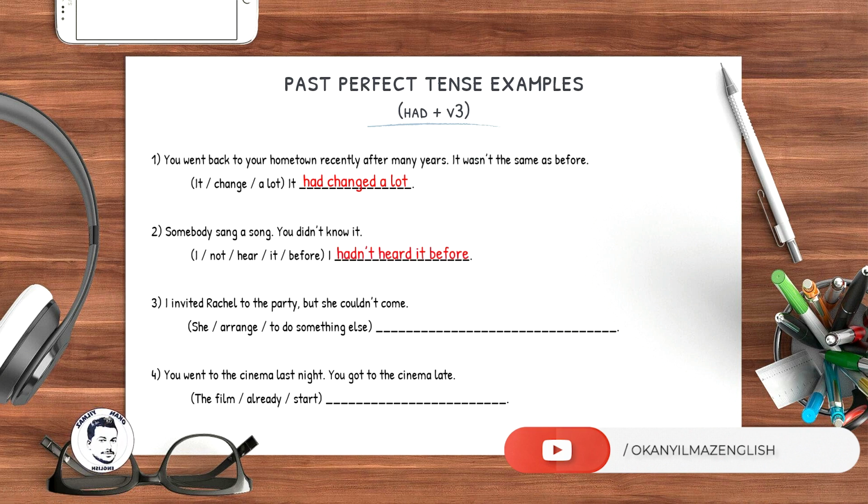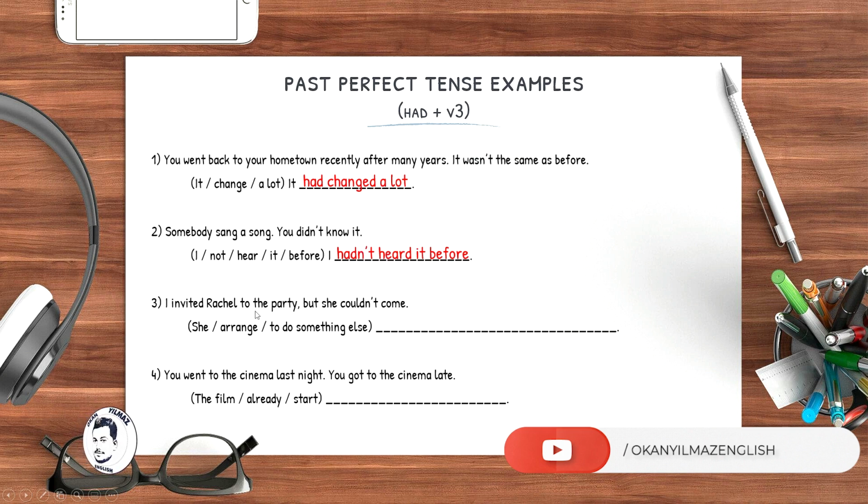How do you say it? I hadn't heard it before. Look, first, I hadn't heard it. That's the first action that happened. Then, somebody sang a song. This is the second one. So, before you sang it, I hadn't known it.